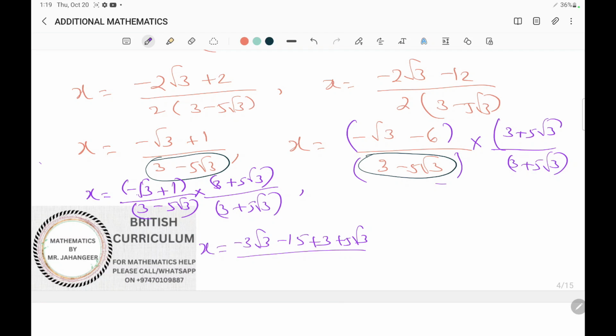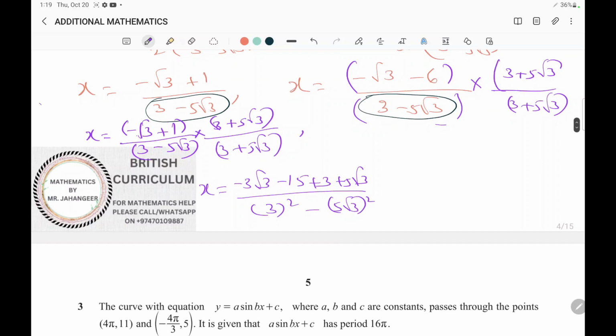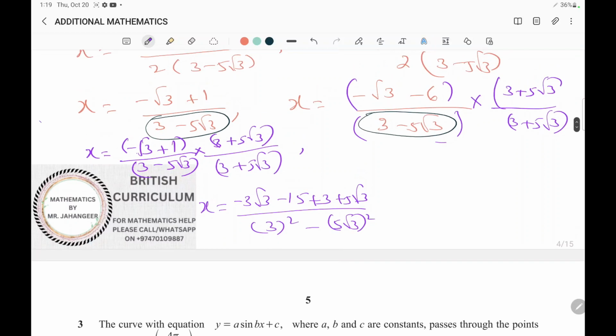And in the denominator, now we are going to get rid of the root from the denominator, because this is a minus b times a plus b, which is the a square minus b square format. So this is 3 square minus 5 root 3 whole square, right? Oh, we don't have a space. So where can I explain? Over here. Minus 3 root 3 and 5 root 3. Okay. And minus 15 plus 3, that's minus 12. And minus 3 root 3 plus 5 root 3, that's 2 root 3 actually. Over 3 square is 9 and 5 root 3 square is 5 square is 25, so that's 75.